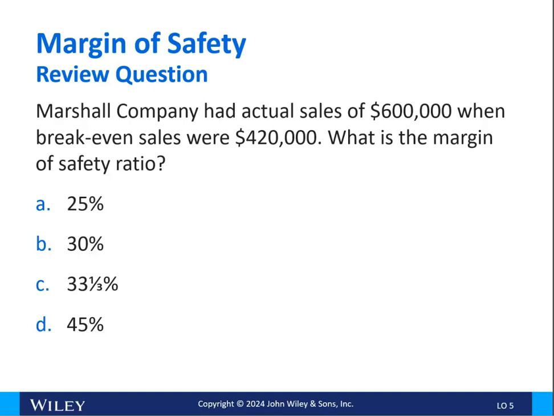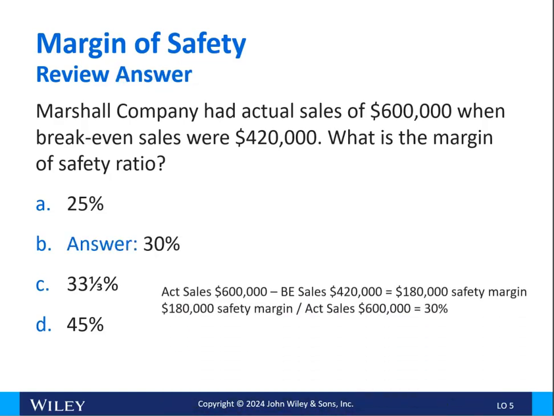So Marshall Company had actual sales of $600,000 when break-even sales were $420,000. What is the margin of safety ratio? It's 30%. Actual sales of 600 minus the break-even sales of 420 gives us our $180,000 of safety margin. That safety margin divided by actual sales gives us our 30%.